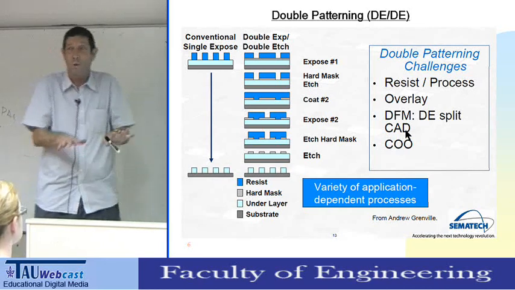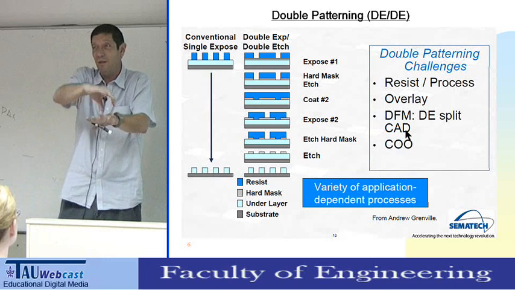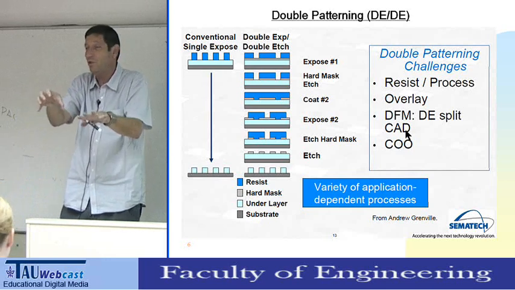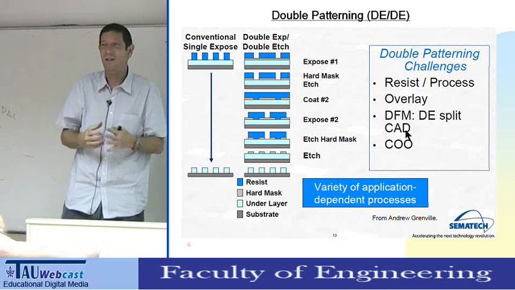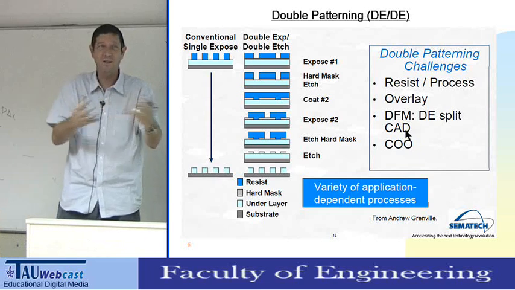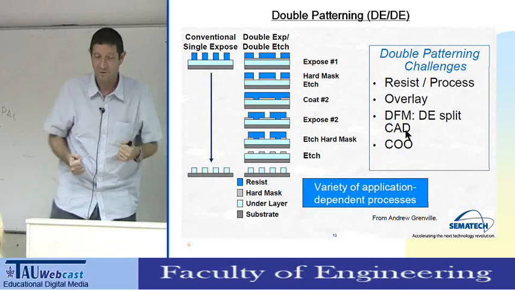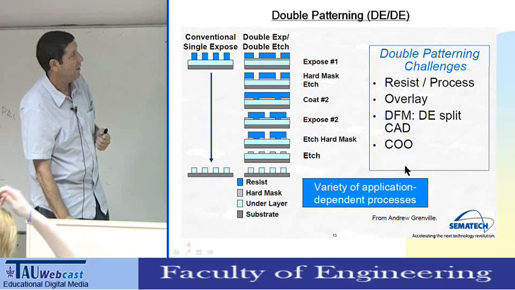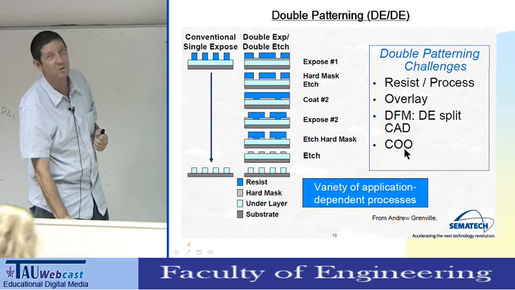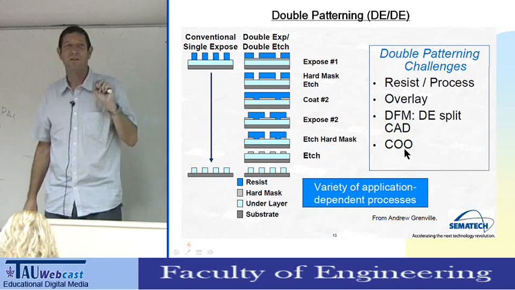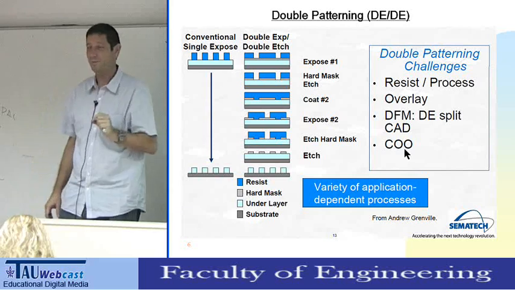Because not always do I have lines which are straight. Sometimes I have squares, sometimes I have corners. And in a complex mask, how do I do the double exposure? So the cost of ownership, COO. So COO is cost of ownership.